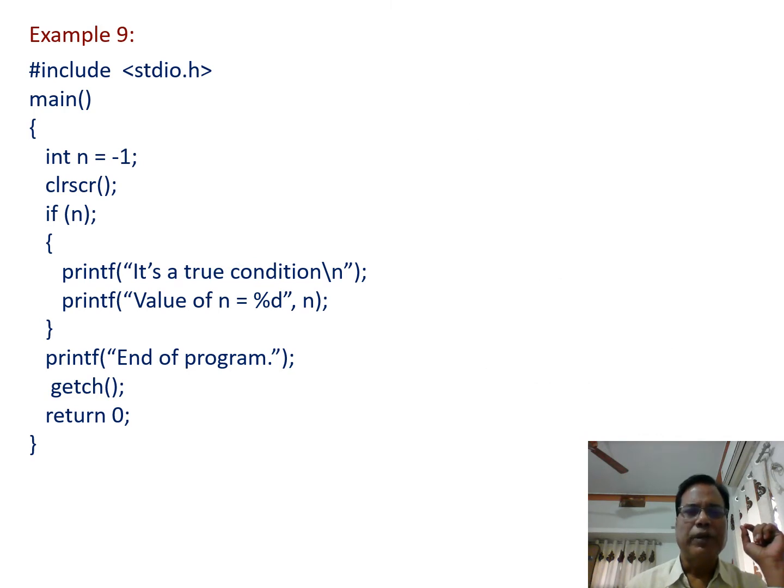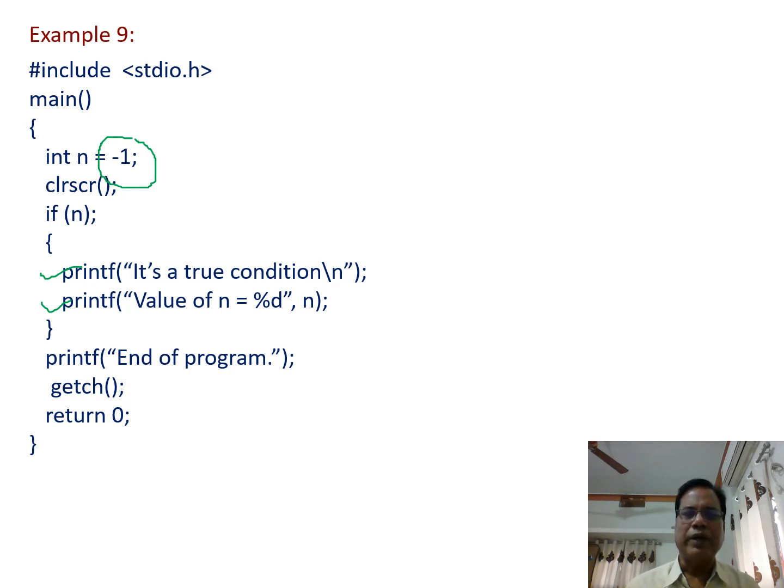Now in this example, the value of the variable is initialized to -1. Again, -1 is a non-zero value. So whenever this variable is put in the place of the condition, it is -1, that is, the condition is true. When the condition is true, the two statements within the body of the if statement are executed, and when executed, they produce the output: it's a true condition, and then the value of n.